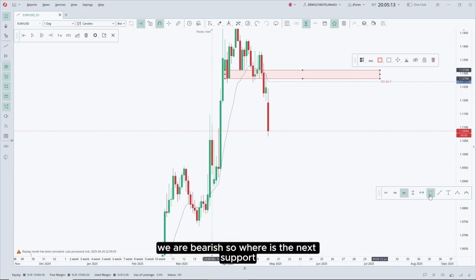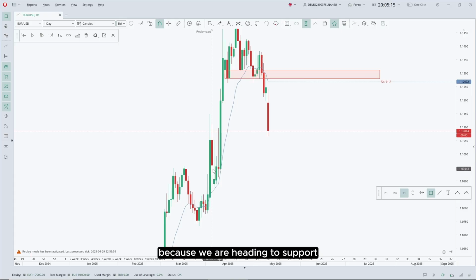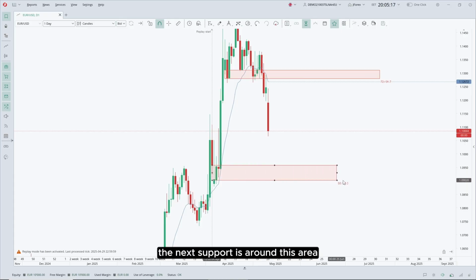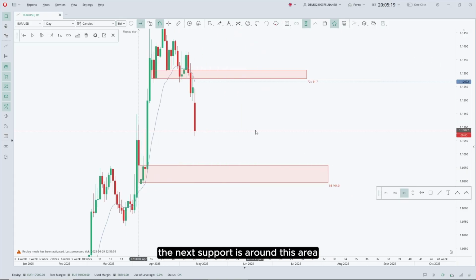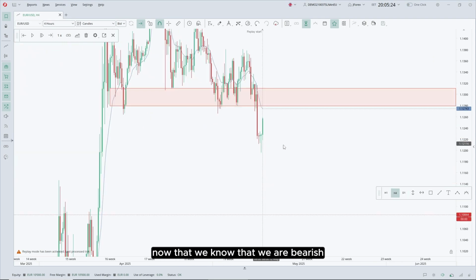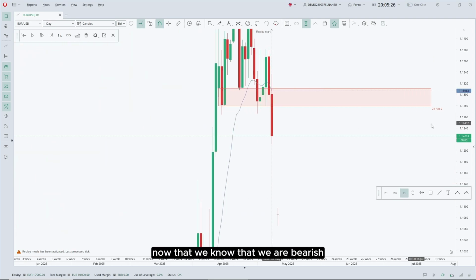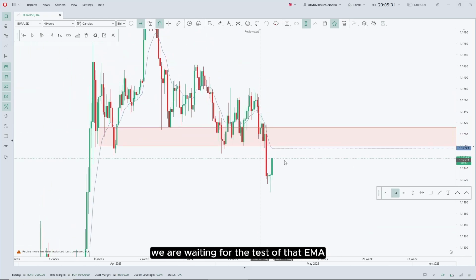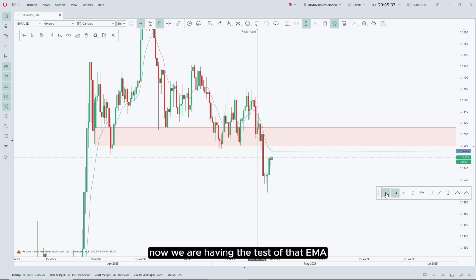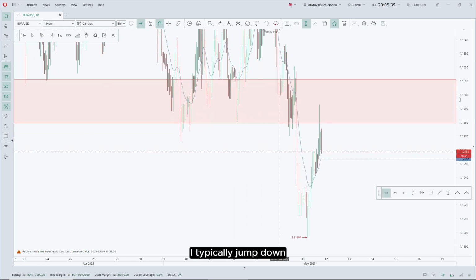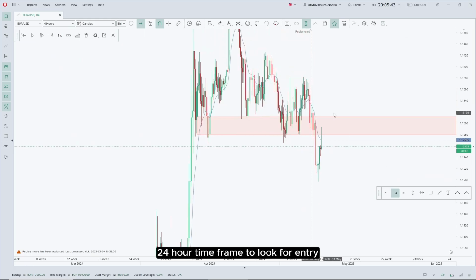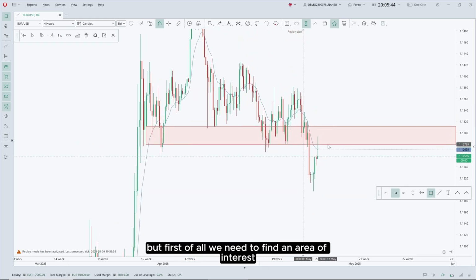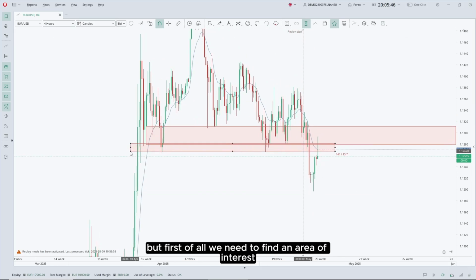So where is the next support? Because we are heading to support. The next support is around this area. Now that we know that we are bearish because this daily candle closed, we are waiting for the test of that EMA. Now we are having the test of that EMA. I typically jump down to the 4-hour time frame to look for entry, but first of all we need to find an area of interest.